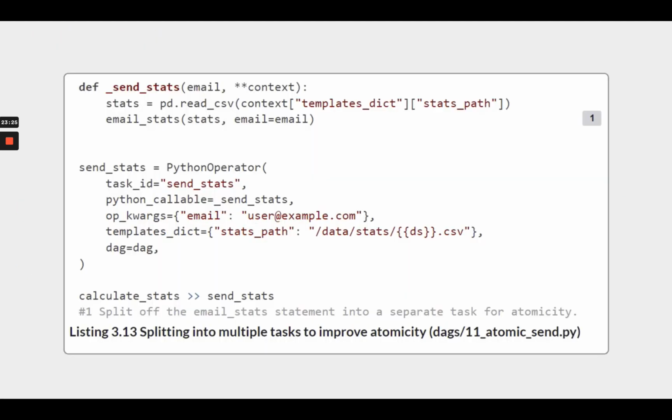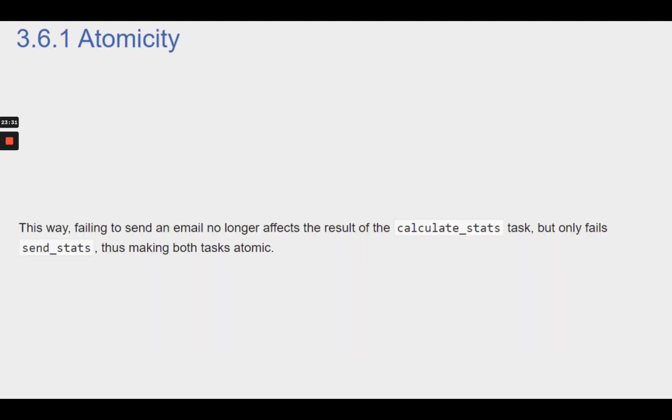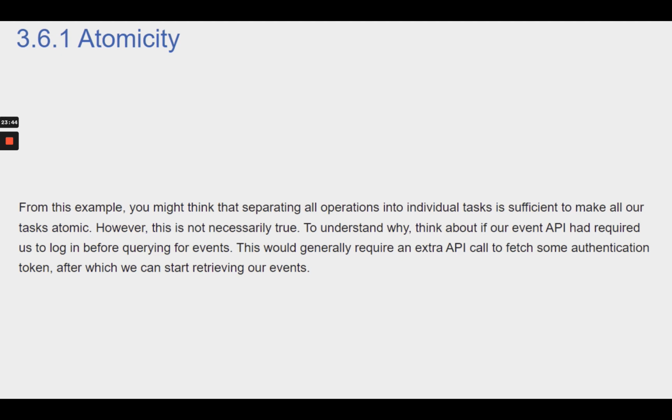To implement this functionality in an atomic fashion, we could simply split the email functionality into a separate task. This way, failing to send an email no longer affects the result of the calculate_stats task, but only fails send_stats, thus making both tasks atomic. From this example, you might think that separating all operations into individual tasks is sufficient to make all our tasks atomic. However, this is not necessarily true.